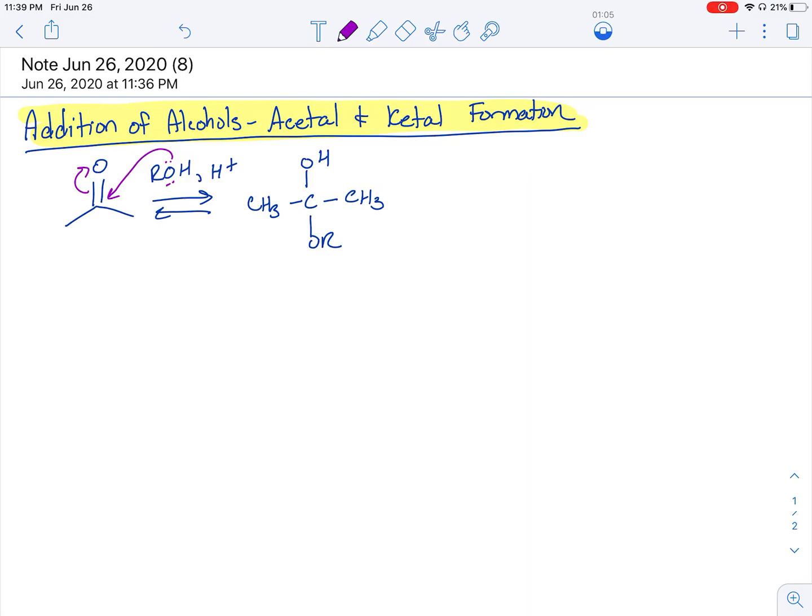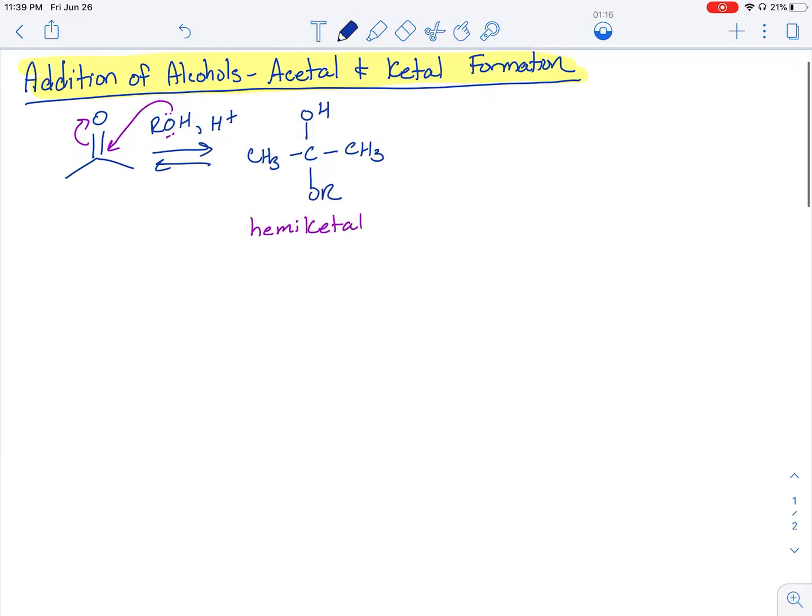If it was an aldehyde, then we would call it a Hemi Acetal, right? But this is a Hemi Ketal, meaning half a ketal, because remember I mentioned that we would have to do this with two equivalents. So we would have another equivalent here of alcohol and acid, and we would go through the process again, and this time we would end up generating this as our product and water as a byproduct.